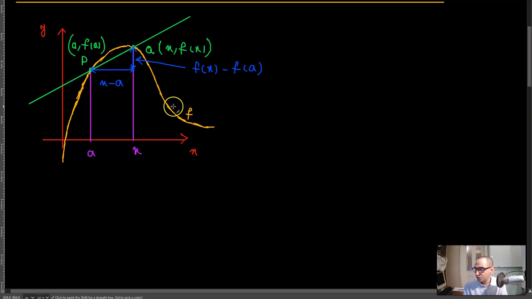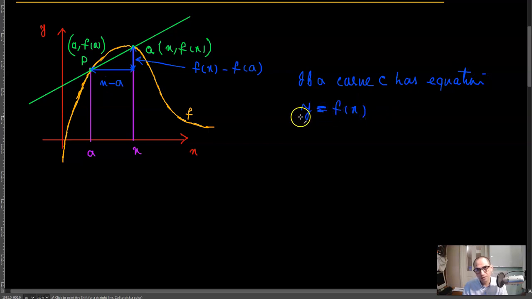And then you could say that if a curve C has equation Y is equal to F of X.